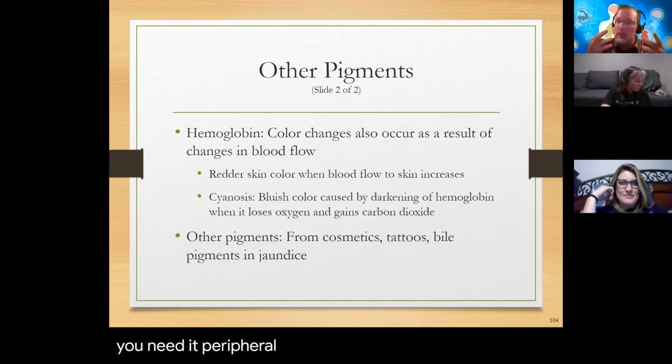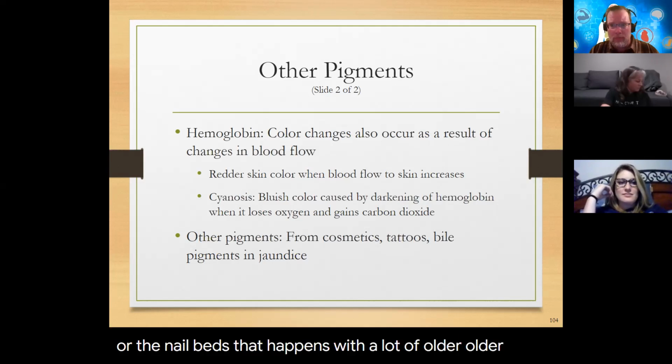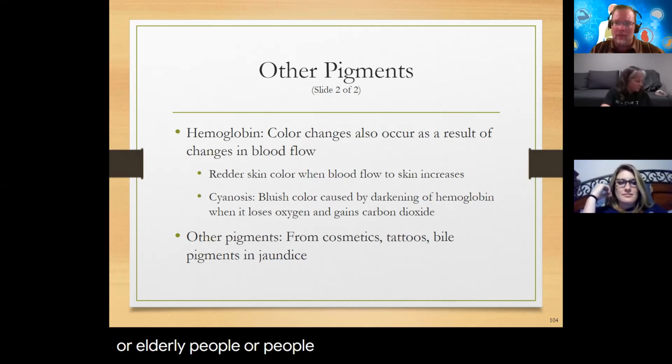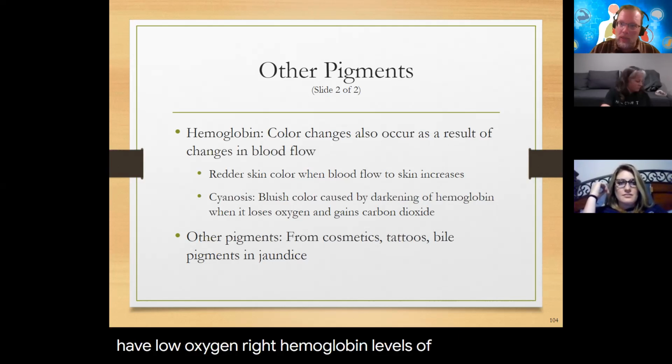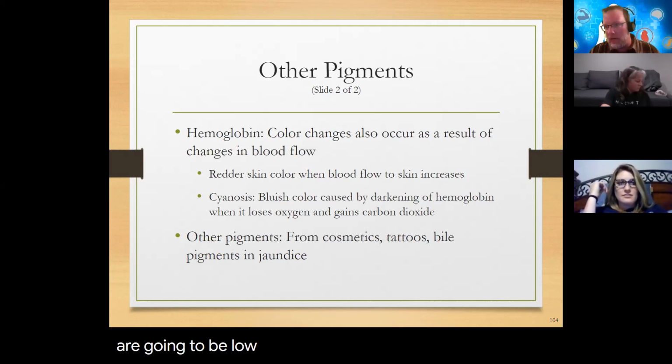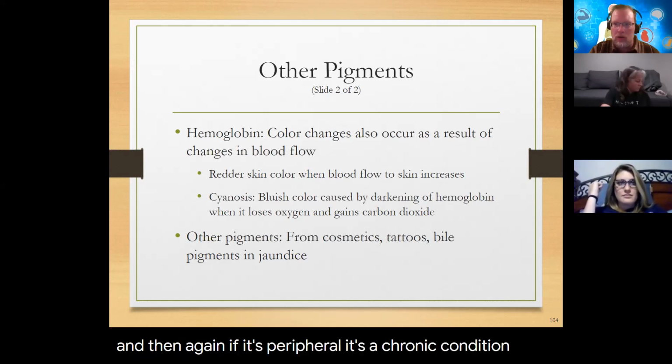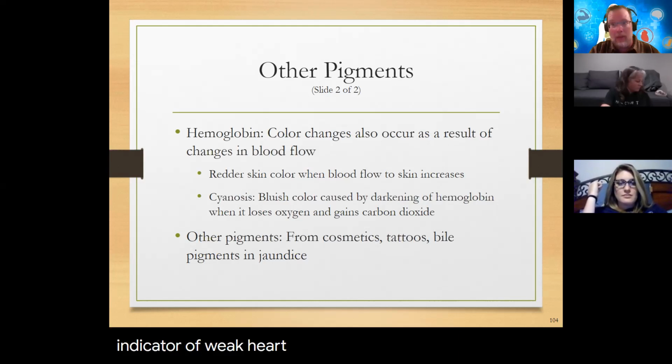Peripheral cyanosis we'll see maybe in the lips or the nail beds. That happens with a lot of elderly people, or people who simply have blood distribution issues. They have low oxygen, right? Hemoglobin levels, oxygen levels are going to be low. That's what's going to cause cyanosis. And again, if it's peripheral, it's a chronic condition, an indicator of weak heart and many other things, I'm sure, that we could get into.